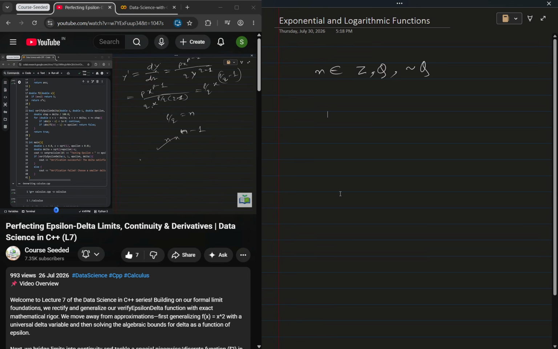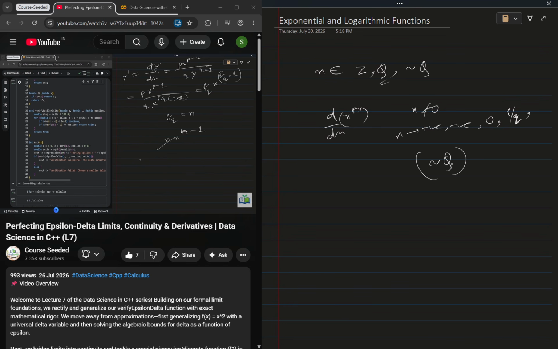So in the last lecture we solved our problem with negative numbers. For the limit, or you can say for the derivative to exist for x to the power n, we just proved that x does not have to be 0, and n can be positive, negative, 0, and it can also be a fraction. And we were about to solve for non-rational numbers. So basically an irrational number has to be there.